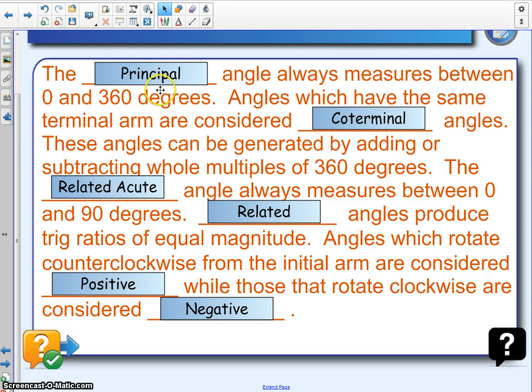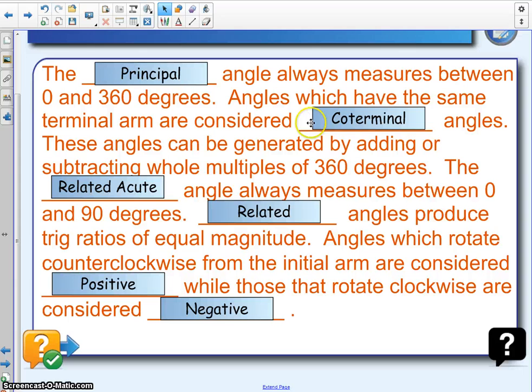So again, it is the principal angle that always measures between 0 and 360 degrees, okay, because it's rotating in a positive direction and it's less than one rotation. If the angles share the same terminal arm, they are considered coterminal. These are the ones that we looked at where they're just off by different cycles, right? So you can generate a coterminal angle by adding or subtracting a whole cycle of 360 degrees. And you can keep going on forever and find unlimited coterminal angles if you really wanted to.